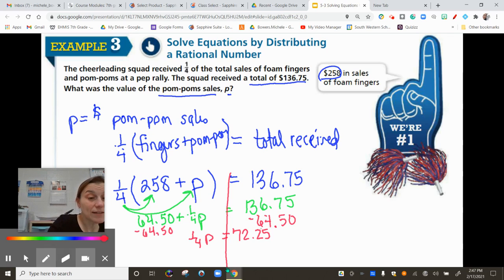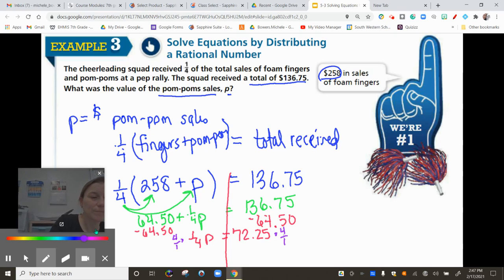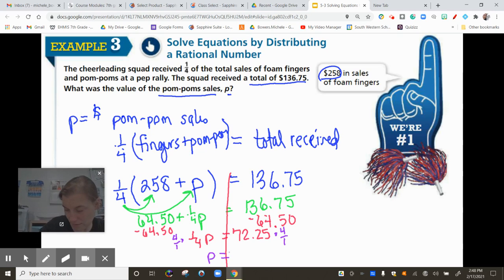And then to solve this, I could either just divide both sides by 1/4. That would work, because I can just divide by what I'm multiplying by. I could also multiply it by the reciprocal. So I'm going to write that down. I'm going to multiply 72.25 by 4. And I get that P is 289.